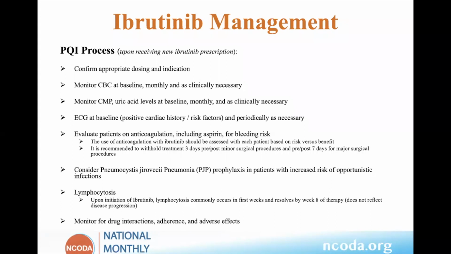Consider PJP prophylaxis in patients with increased risk of opportunistic infections. Note that lymphocytosis, as mentioned before, is a common occurrence and usually resolves by week 8 of therapy. And again, it does not reflect disease progression. Lastly, monitor for drug interactions, adherence, and adverse events.